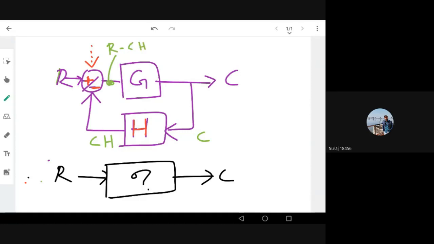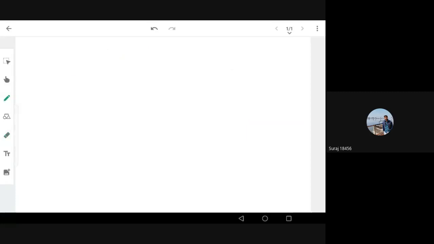Then we need to have an expression C by R, output by input. C by R will be the transfer function. G minus H into G square. Let's see. I am not able to write here, so I'll just have some space here. So let's see. This is R.